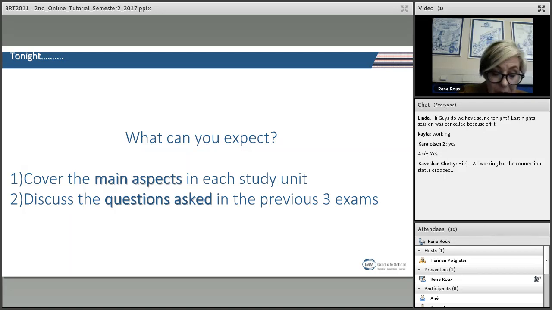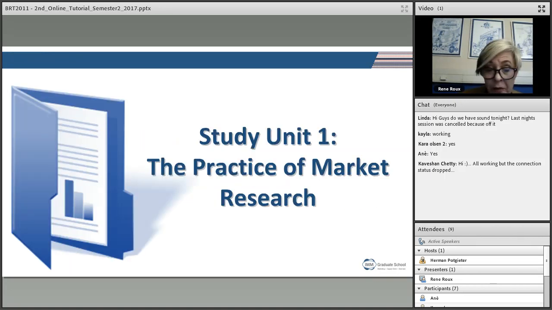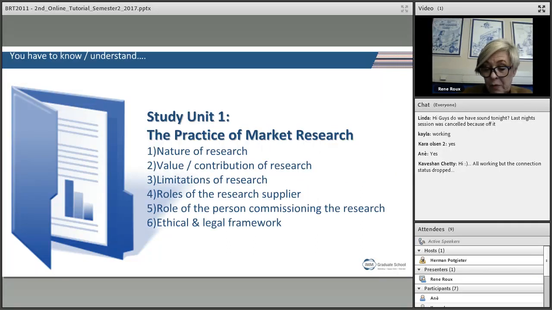But a warning, I'm not the examiner, and I really have no clue what is covered in your exam paper. So when I cover these things, it doesn't mean it's going to be asked in the exam paper. It's just to give you an indication on how to prepare yourselves for the upcoming exams. So if that's okay with you guys, let's just kick off the evening session and not waste too much time on the introductions. Okay, so the first study unit is about the practice of market research.